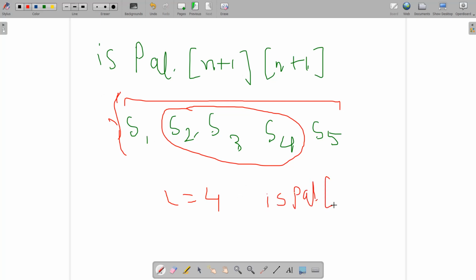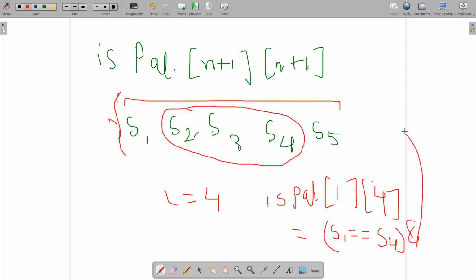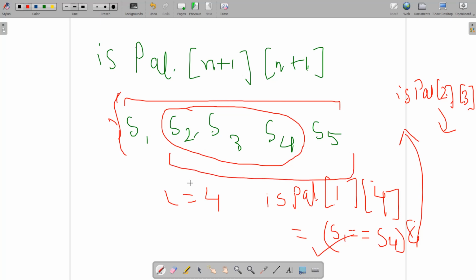In other words, if I am not so lazy, I will write it as: is pal of 1 to 4 is a palindrome only when S1 is exactly equal to S4, and is pal of 2 to 3 must be a palindrome. If this has the true value and this also yields true, then I can say that S1 to S4 is also a palindrome. If I'm talking about S2 to S5, then S2 and S5 must be equal, and is pal of 3 and 4 must be true. Then only can I say that is pal of 2 to 5 is going to hold the true value.